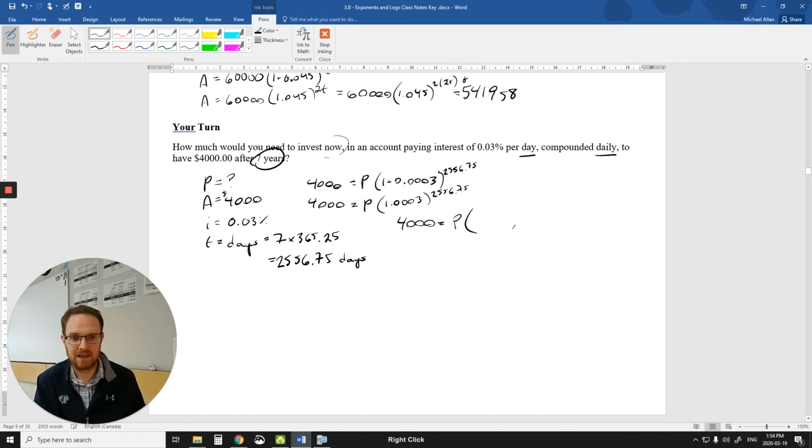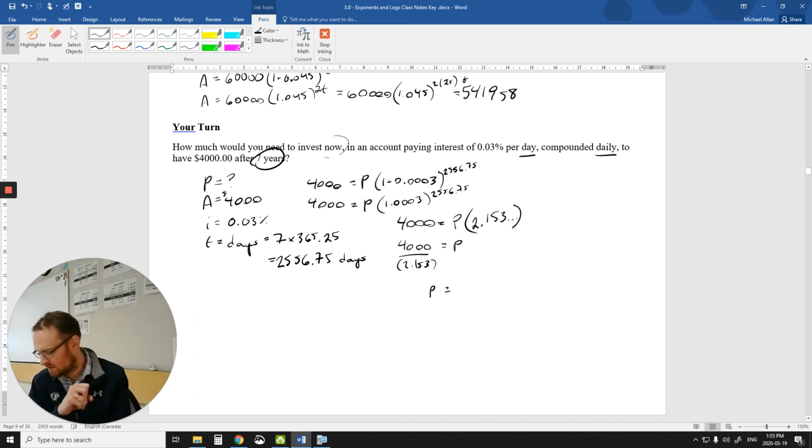So I'm going to just type all that in my calculator and see what happens. So it's 1.0003 to the power of this answer that I have here. Okay? So even with this small percentage and that large exponent, this ends up being 2.153... There's a lot of decimals there. And then we just simply divide over that number to get the P by itself. So we're going to take this 4,000, we're going to divide it by the 2.153, and we're going to get P to be slightly less than half that number.